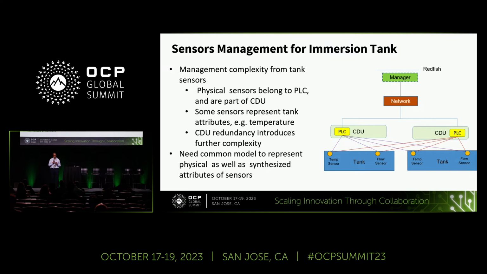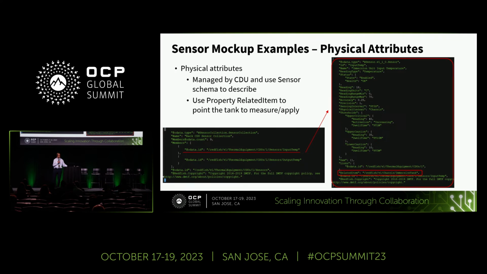So now, how do I tell? This means that I need to have models for what's physical and what are synthesized sensors in the model. So we solve this problem by using a few things, right? Essentially what this is showing you is that we said, physically, where does this thing show up? It shows up wherever the PLC is, and the PLC is in the CDU, and the example in the slide is saying that it's in the PLC.